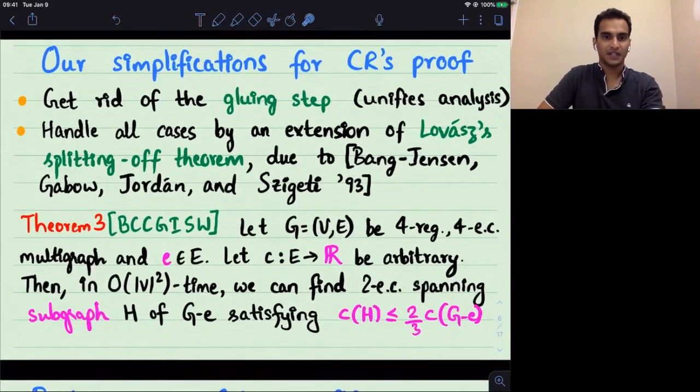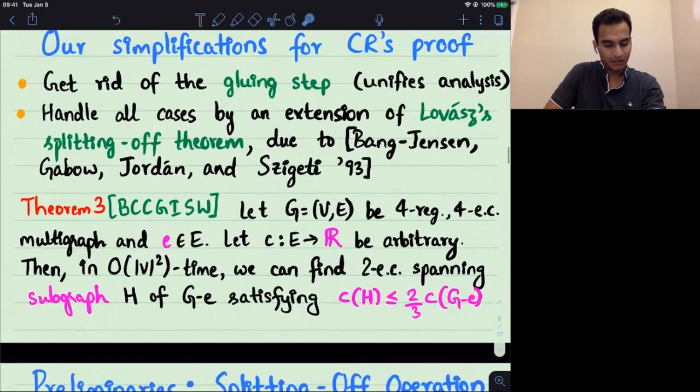Here are some high-level simplifications of Parr-Ravi's proof that we give. First of all, we get rid of the gluing step. This unifies the analysis and also gives us a very natural way of de-randomizing our algorithm. We handle all remaining cases by an extension of Lovász's splitting off theorem, and this is due to Bang-Jensen et al.